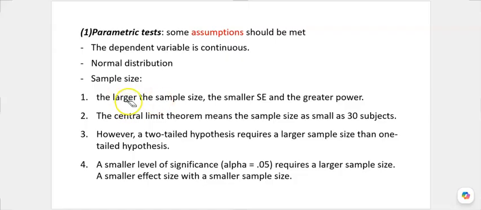But also, if the sample size is larger, then the standard error will be smaller. So that will also generate greater power. And normally the smallest sample size is 30 subjects. And then a two-tailed hypothesis requires a larger sample than a one-tailed hypothesis, because two-tailed means that there is simply a difference or not between the two groups of the nominal variable, for instance, in the independent test.